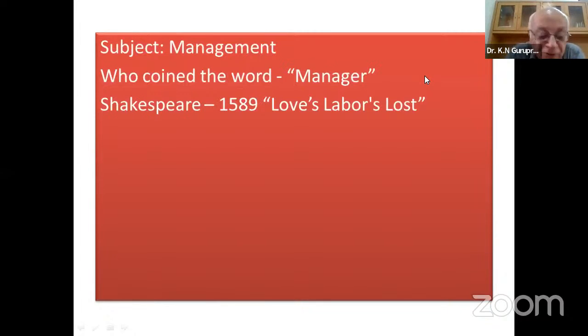See, Shakespeare is one of the most researched authors in literature. People in literature will know that no author has been researched as much as Shakespeare has been researched. And he coined many words. I think I have a few more words later in my slide. But management was the word used first by Shakespeare in 1589.